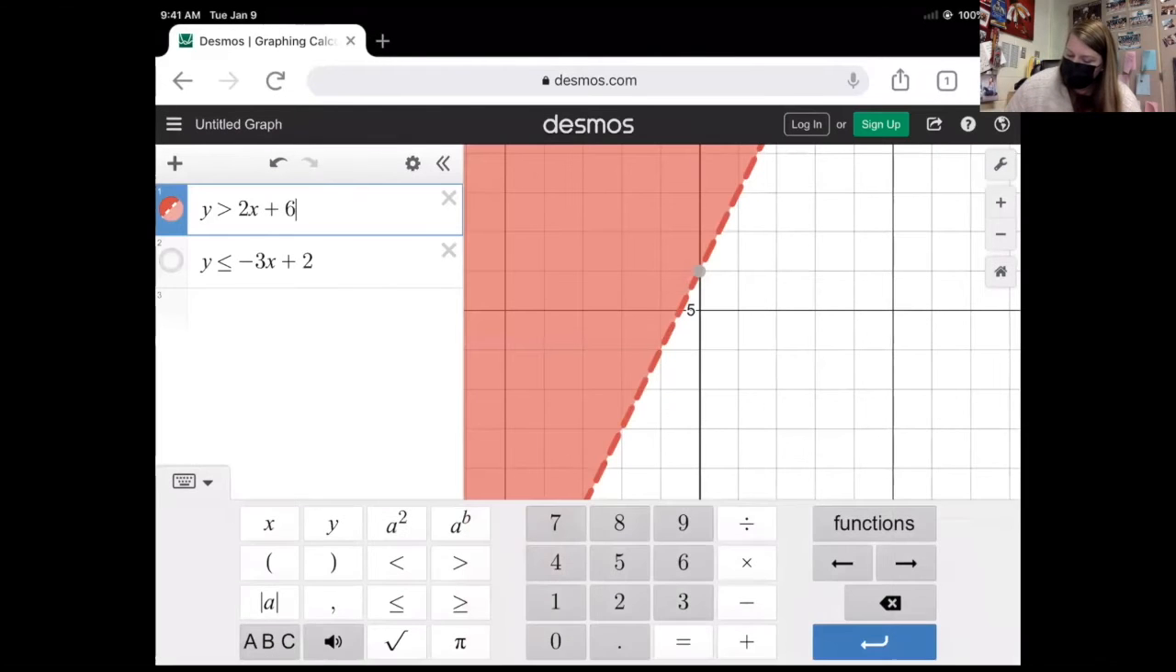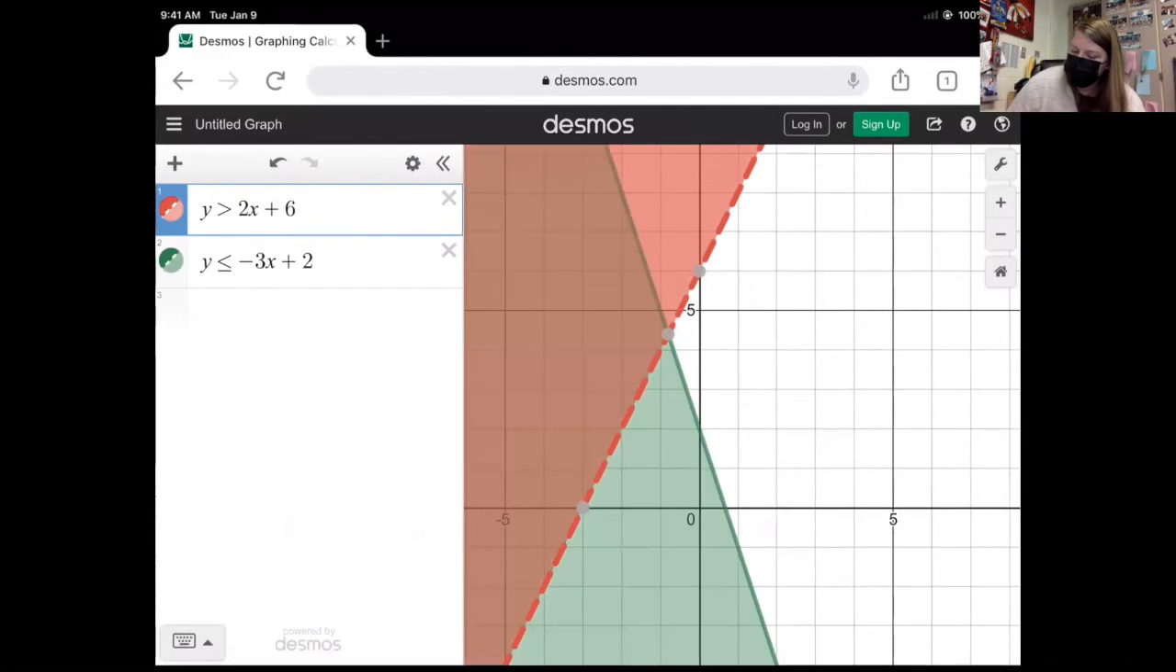Carson, if you hit the little keyboard in the bottom left, you'll see that there's a greater than or equal to, less than or equal to down there. So go ahead and graph that second equation, and it should look like mine.